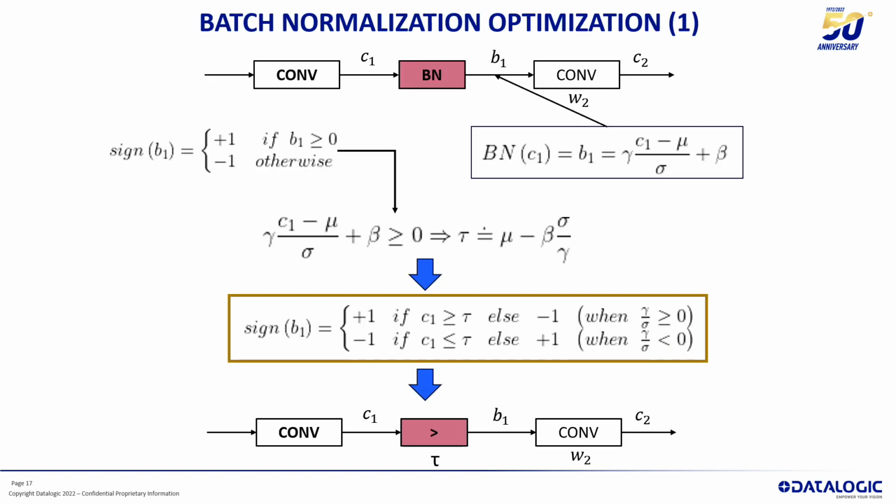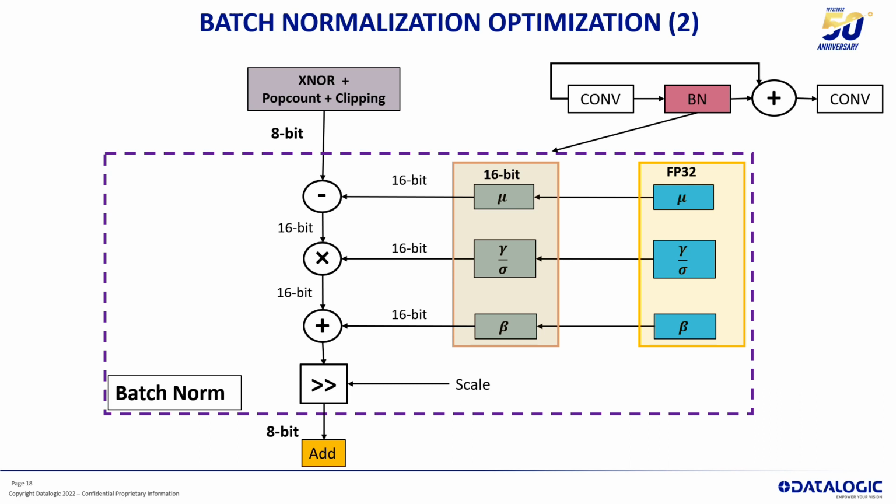Here we have the formulas of the batch normalization optimization: basically, when batch norm is inserted in between two binary operators, it can be converted from this to this, in the block colored in pink here. It is converted to a threshold comparison, and so it basically has no cost at inference time. Here we have how we quantize the batch normalization operation.